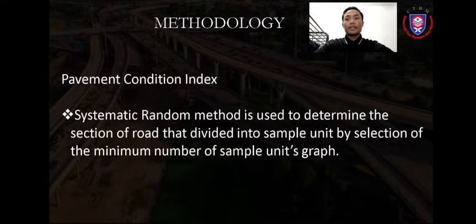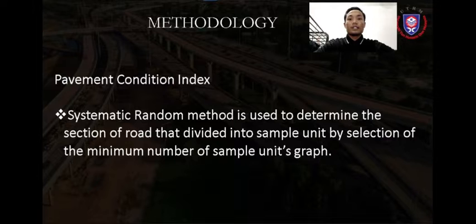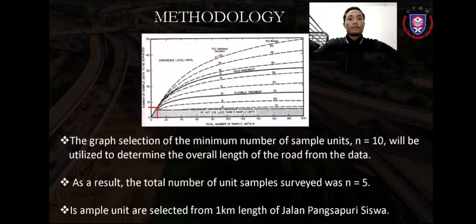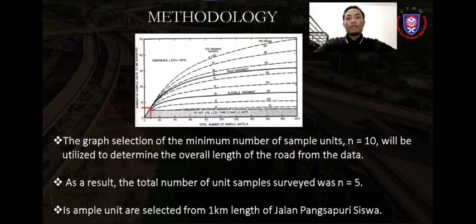Next, the systematic random method is used to determine the section of road that is divided into sample units, by selection of the minimum number of sample units from the graph. This is the graph of selection of minimum number of sample units. The number of sample units selected in the graph is N = 10, which will be utilized to determine the overall length of the road from the data.